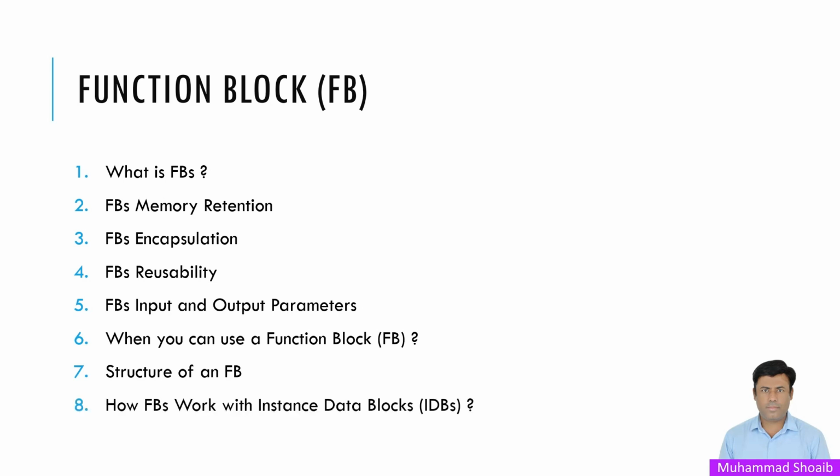Then how FBs work with the instance data block. The instance DBs, or IDBs, store the internal variables of an FB for a specific instance. For example, if you create an FB for motor control and use it for motor 1 and motor 2, each motor will have a separate IDB, instance data block, that stores its individual states like motor run status, current, speed, runtime, all those things.